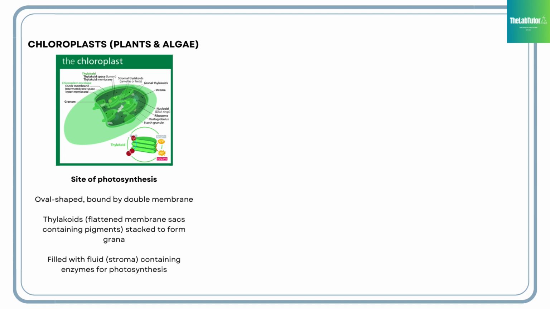Chloroplasts are found in plant and algal cells, and they are the site of photosynthesis. Like mitochondria, they are oval-shaped organelles, bound by a double membrane. They contain thylakoids, flattened membrane sacs containing pigments such as chlorophyll, which are stacked to form grana. The chloroplasts are filled with fluid called stroma, which contains the enzymes needed for photosynthesis.